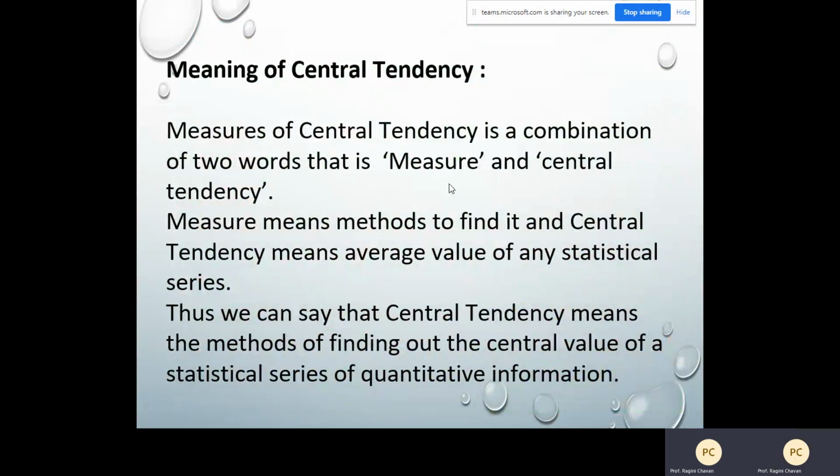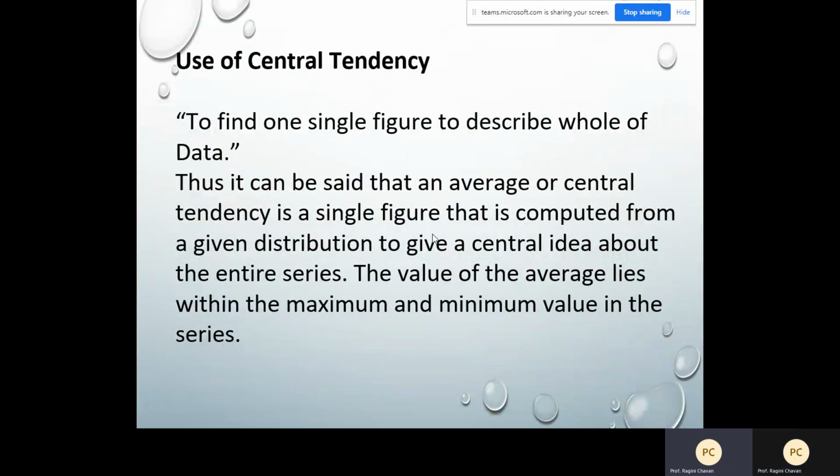Meaning of central tendency. Measures of central tendency is a combination of two words, that is measure and central tendency. Measure means method to find it, and central tendency means average value of any statistical series. Thus we can say that central tendency means the method of finding out the central value of a statistical series of quantitative information.